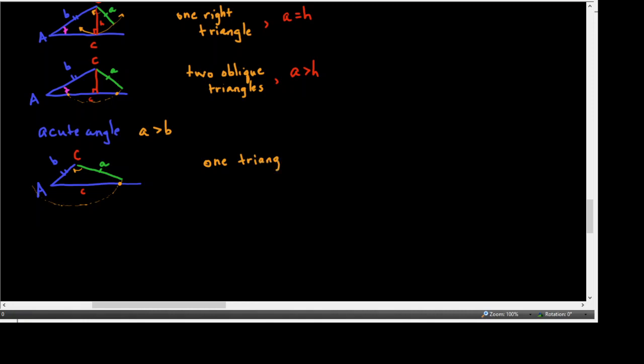And that's not something that's in doubt. It's not ambiguous at all. If A is greater than B, you definitely have one triangle, and you just need to solve it. Okay? All right. So now let's talk about if the given angle is obtuse. Obtuse angle given.